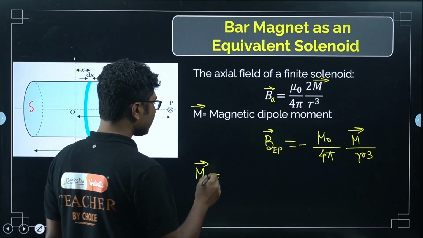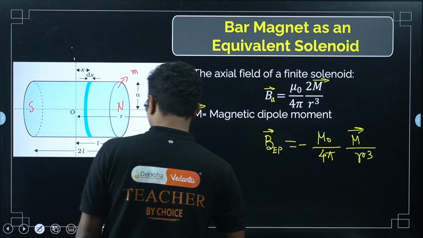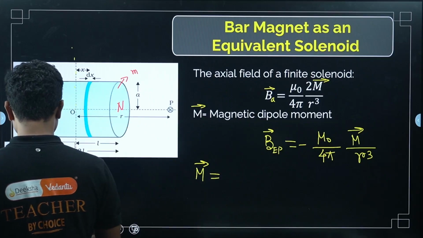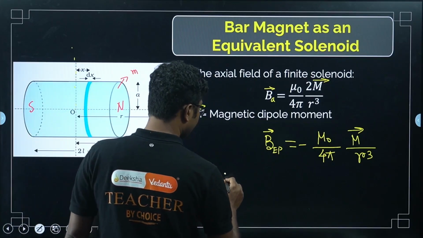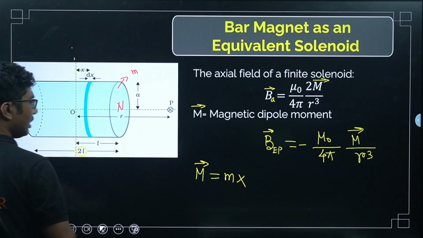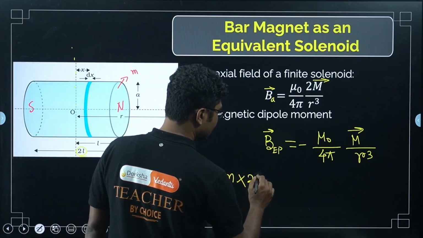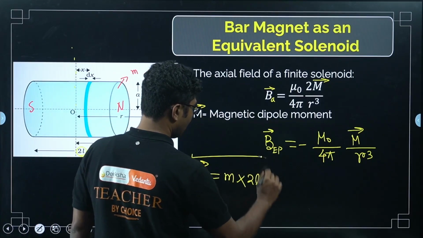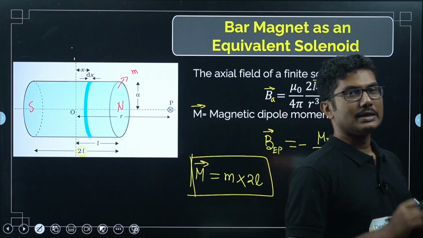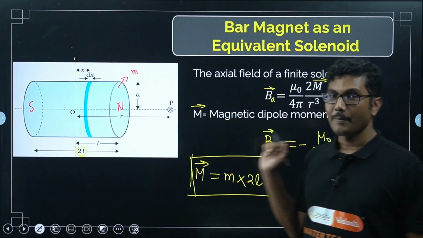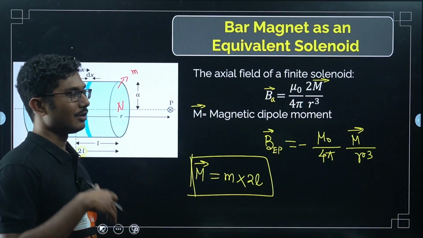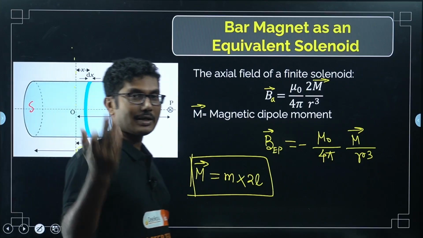So pole strength times the distance between the magnets. Suppose the distance given here is 2L, so m times 2L is the magnetic moment. Same as electric dipole. There is no basic difference between magnetic dipole and electric dipole, except that one occurs in magnetism, and that occurs in electric field.